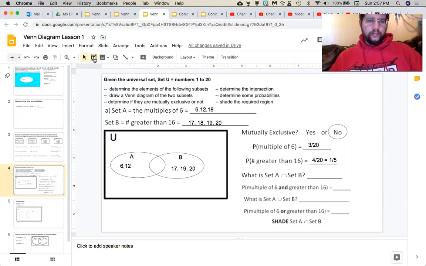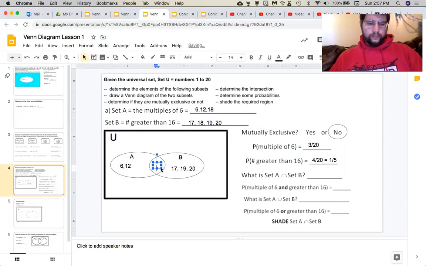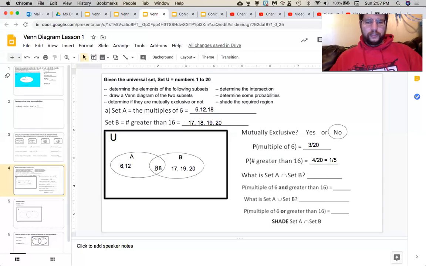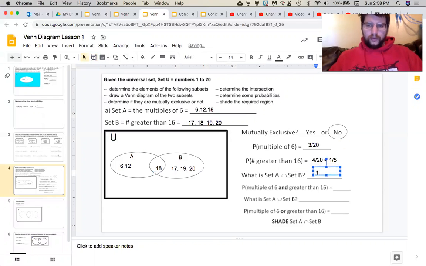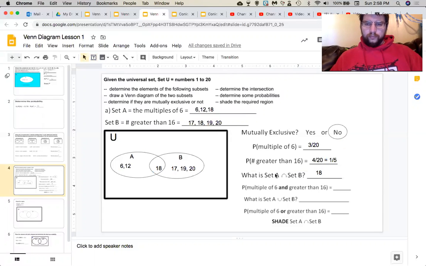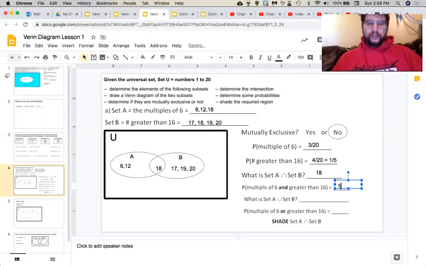So 18 is what's going to go in here. That's the intersection. So that's what our set should look like. And this intersection is 18. So if we have an "and," that's an intersection. How many numbers do they both have? 1 out of 20. So probability of multiple of 6 and greater than 16. There's only one chance of that happening. That's if we have an 18 and there's still 20 numbers out there.